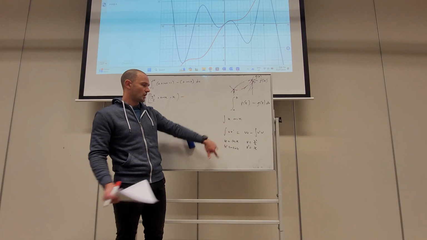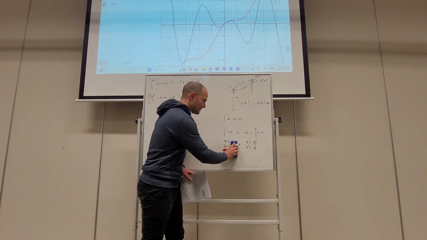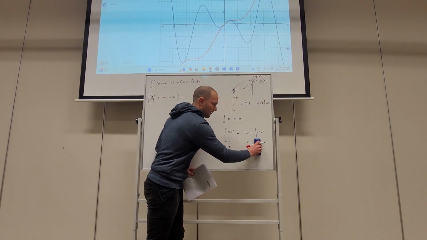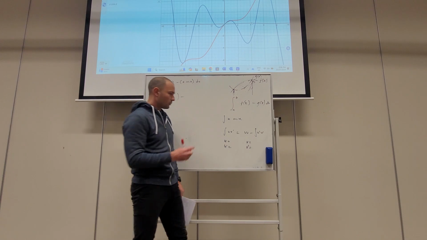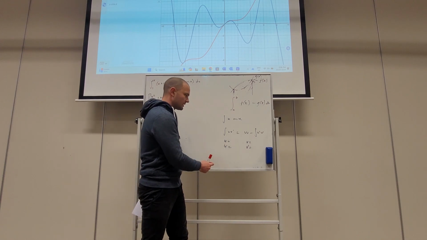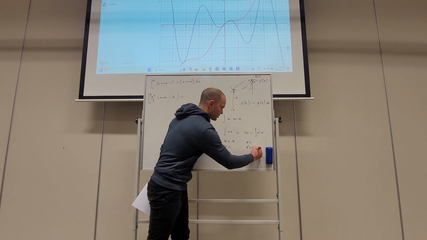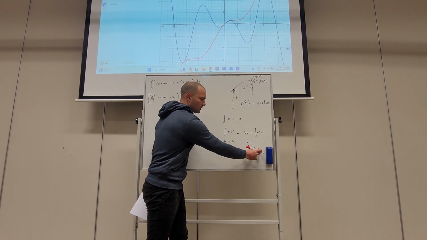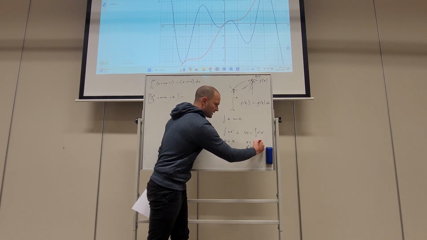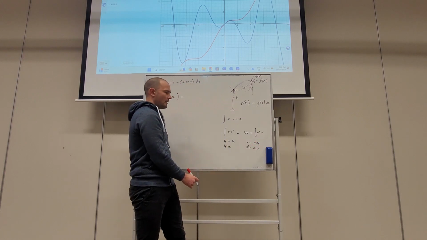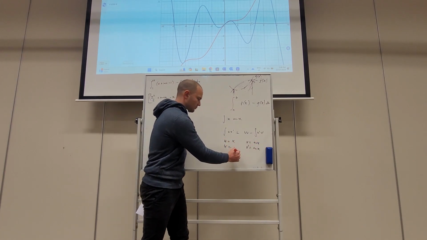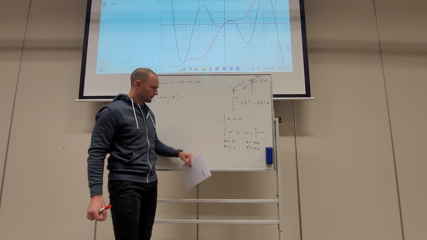We need to readjust it, and you'll just get it through trial and error if you can't see it, which means we're going to set u as x and v dash as cos x. Now the integral of cos x is sin x, and the derivative of x is 1. Now it's going to work nicely for us.